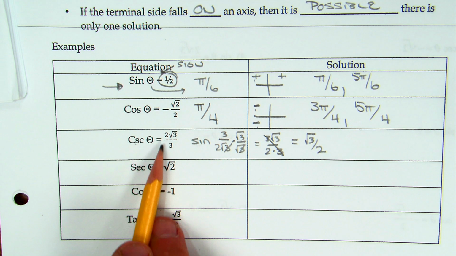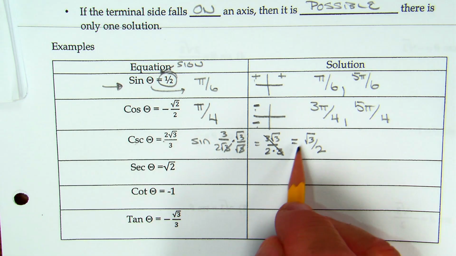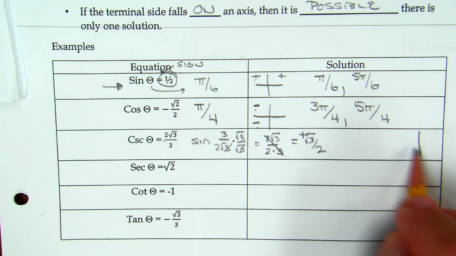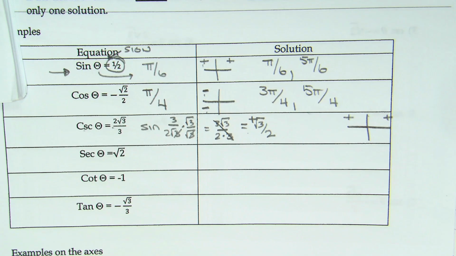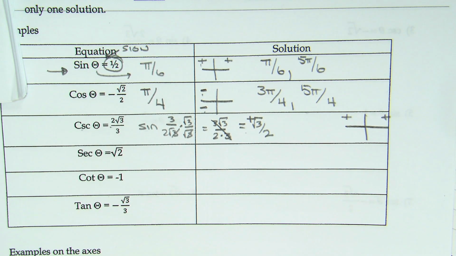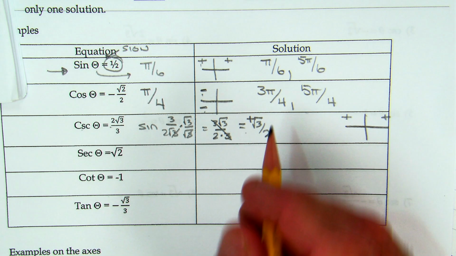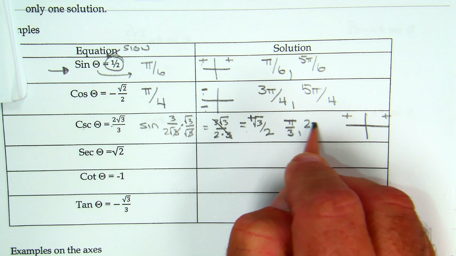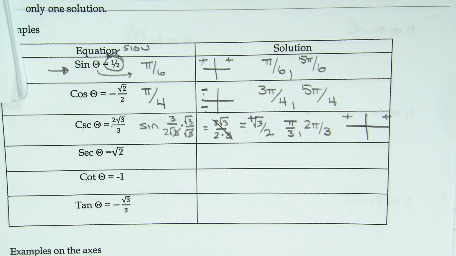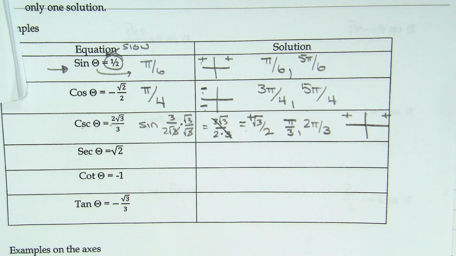My original value is positive, so that means my sign is also positive. My sign is positive, like we said above. First and second quadrant. So that means I would be at pi over 3 and 2 pi over 3. The alternative is memorizing that 2 root 3 over 3 is the inverse of root 3 over 2. That may be something you want to do. That's up to you. Again, you have plenty of time.